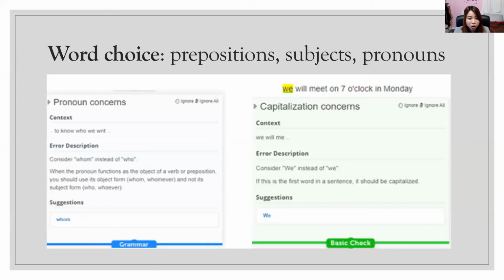About word choice, this includes prepositions, subjects, and pronouns. In the example on the left, we use the wrong pronoun, and the software points out the error and explains why we should use "him" instead of "who". However, in the example on the right, we use the wrong preposition, but the software didn't detect it. It only found a sentence with no capitalization.